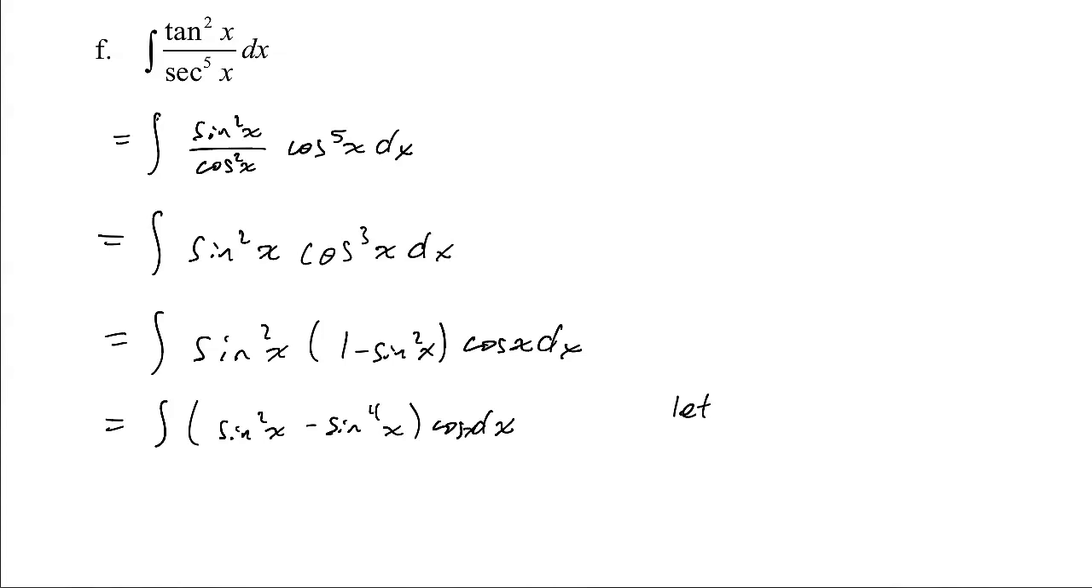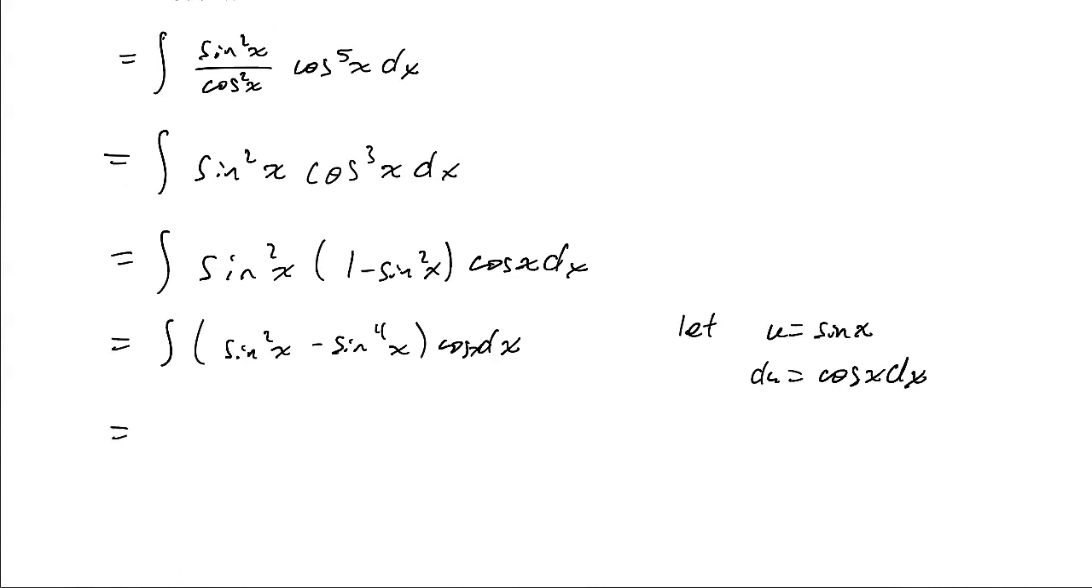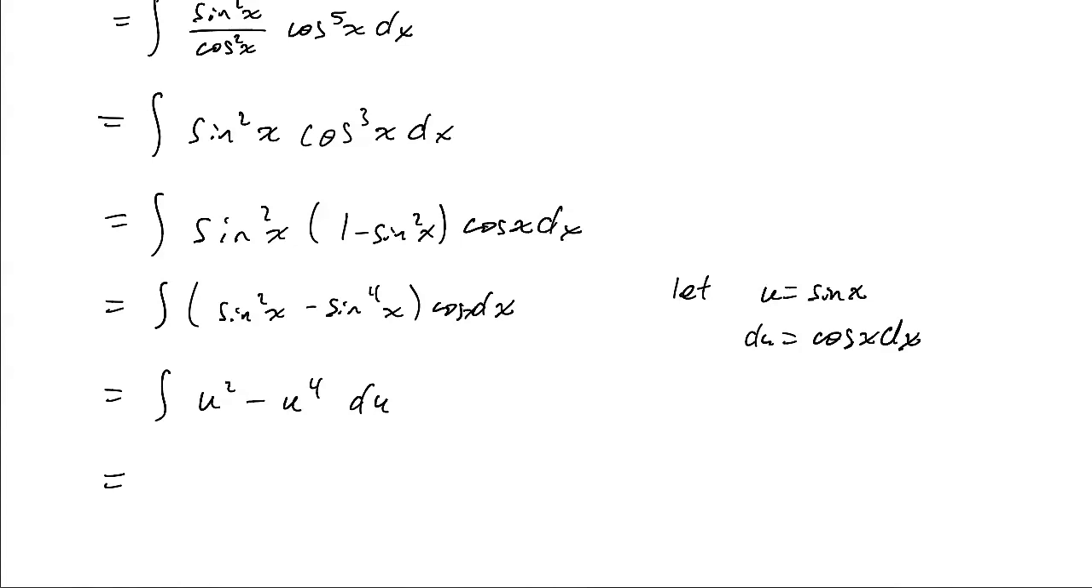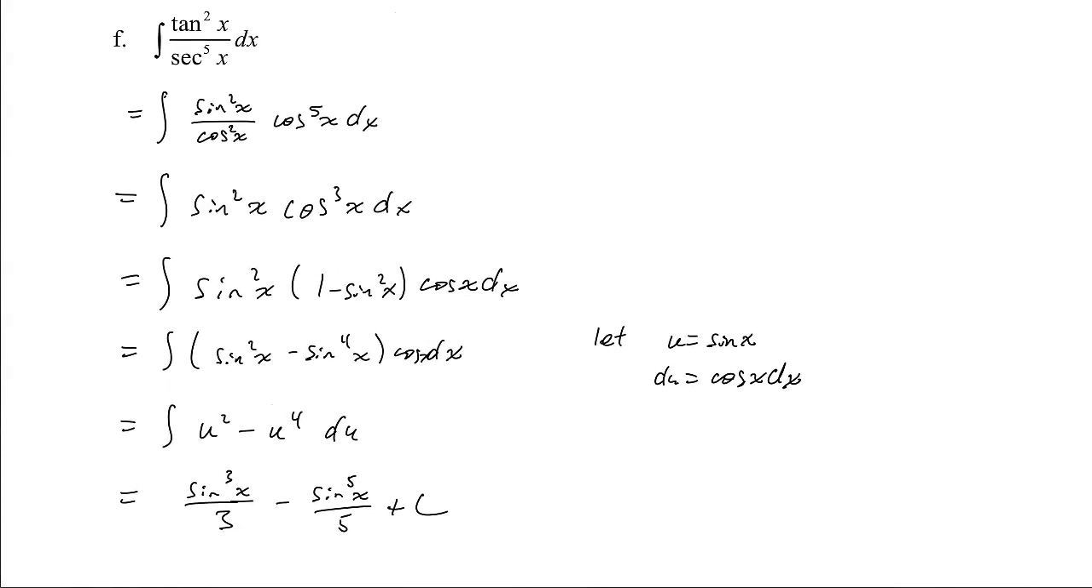Because then I can let u be sine of x, and then du would be cosine of x dx. So this becomes the integral of u squared minus u to the 4th du. So u to the 3rd over 3, so sine cubed of x over 3 minus sine to the 5th of x over 5 plus c. All right, that's it. So again, a lot of this is just like rewriting it, right? Because once we made this rewrite, it was a little bit easier to work on it from there.